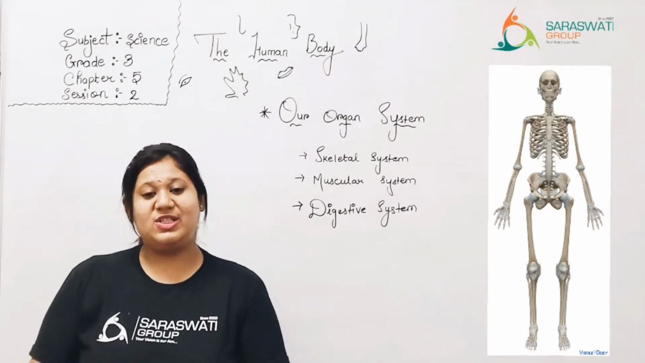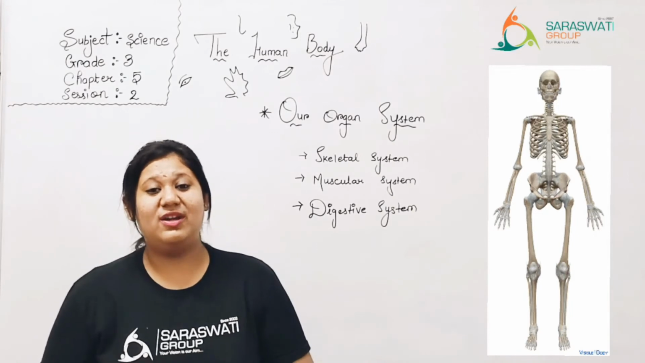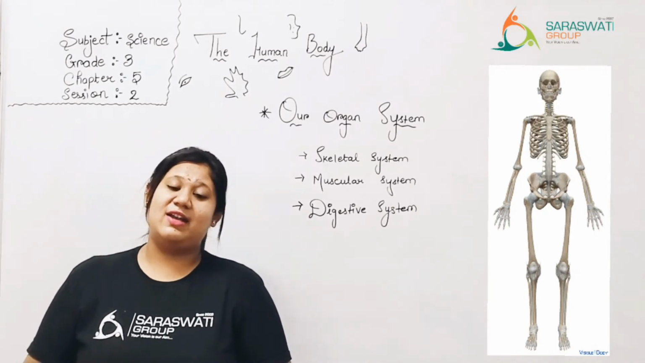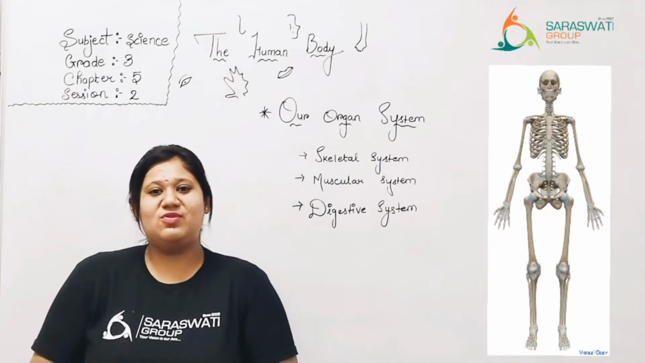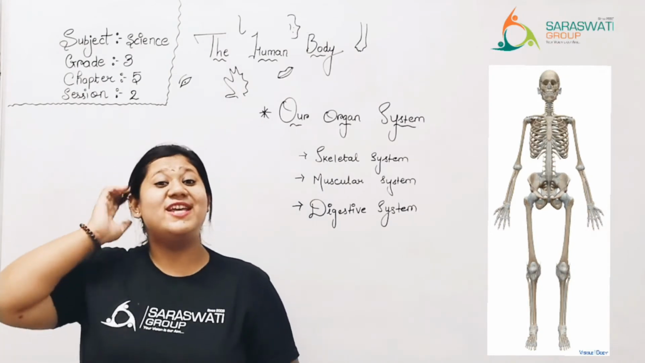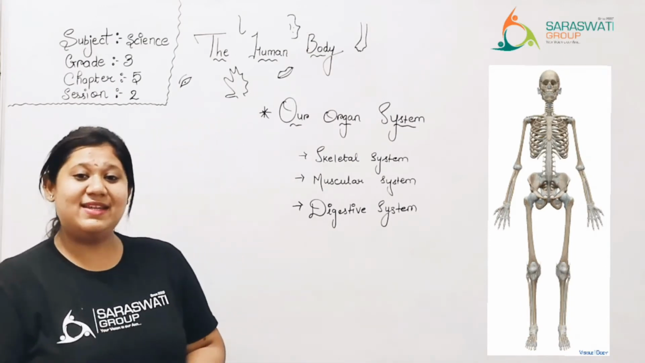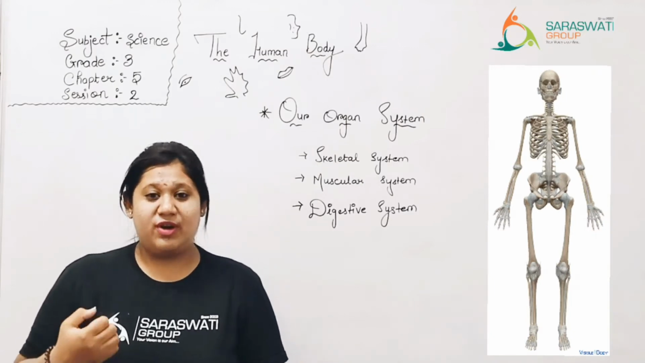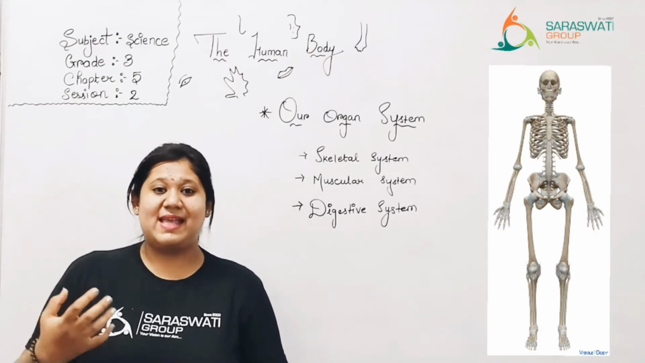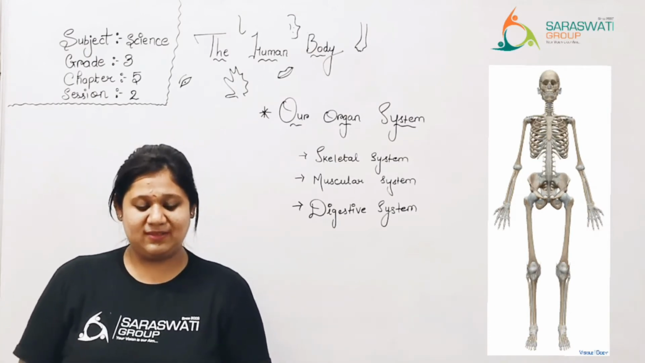Skeletal system gives shape to our body. Kids, the skeletal system gives shape to our body, right? If I don't have a skeletal system, then what does my body look like? It looks shapeless. My body would look completely shapeless, it wouldn't have any shape. So for our shape, the skeletal system is a must, right? So it gives shape to our body.